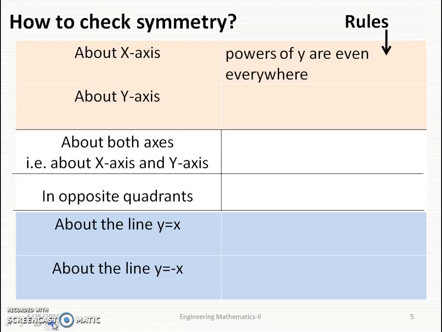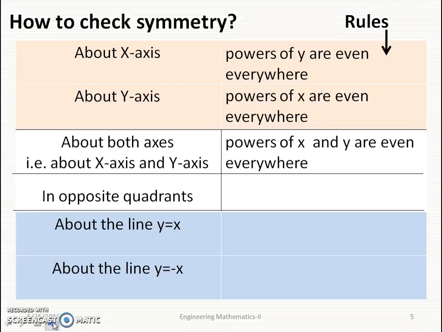If we want to check whether a curve is symmetrical about the x-axis, then in the whole equation let us look out: if only even powers of y are there, then we can say that the given equation of the curve is symmetrical about the x-axis. If in the given equation the powers of x are even everywhere, then you can say that the equation of the curve is symmetrical about the y-axis. And if both the variables x and y are present everywhere with even powers, then you can say that the given curve is symmetrical about both axes.